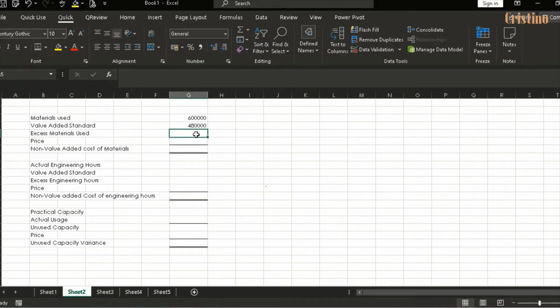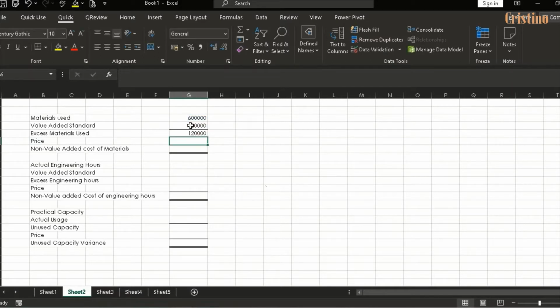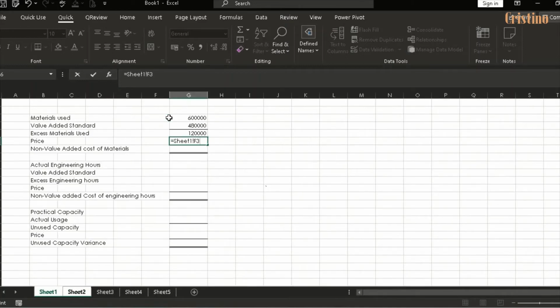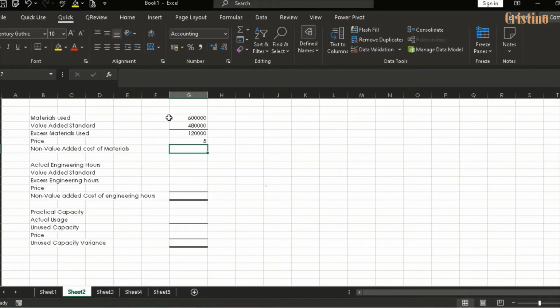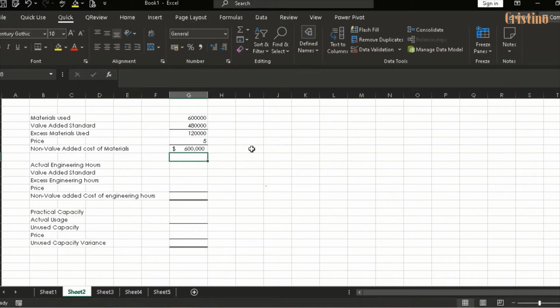To calculate the excess materials used, we're going to deduct 480,000, which is the value added standard, from the actual materials used, giving us excess materials used of 120,000. To calculate the non-value added cost of materials, we're going to multiply the excess materials used by its price. The price of the materials is given at $5 per pound. We multiply 120,000 by $5 per pound, giving us a non-value added cost of materials of $600,000.